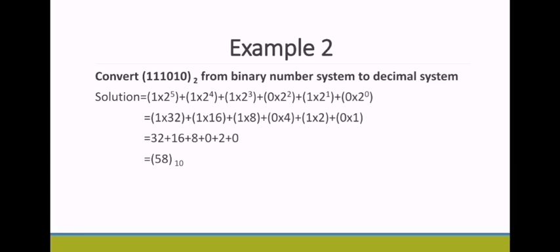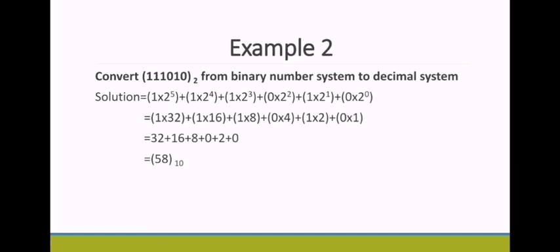Then we will start writing the powers from the right side. 2 raised to power 0, 2 power 1, 2 raised to power 2, 2 raised to power 3, 2 raised to power 4, 2 raised to power 5. As you can see that 2 raised to power 5 is 32, 2 raised to power 4 is 16, 2 raised to power 3 is 8, 2 raised to power 2 is 4, 2 raised to power 1 is 2, and 2 raised to power 0 is 1.